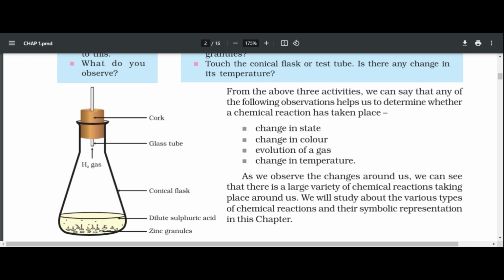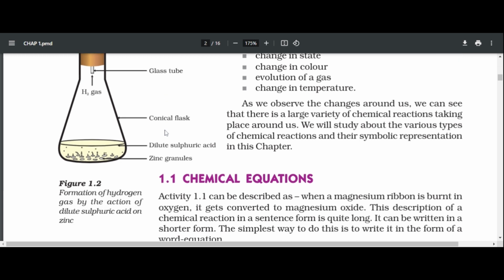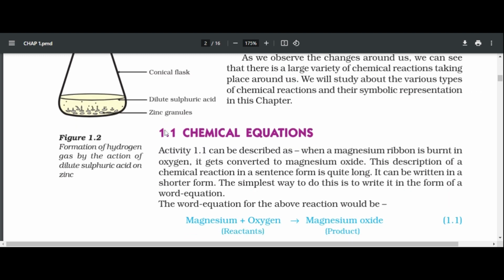As we observe the changes around us, we can see that there is a large variety of chemical reactions taking place around us. We will study about the various types of chemical reactions and their symbolic representation in this chapter.